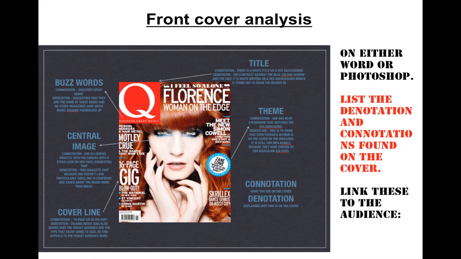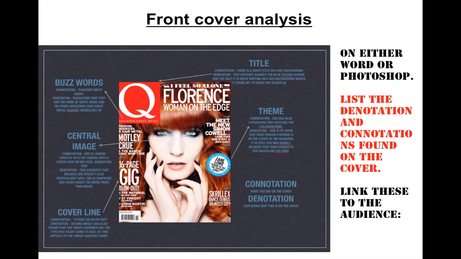It is this way because, look at Q magazine. The denotation is that there's a big Q, and there's a red title, and a white title on the background. It's there because it's big, so it draws in the audience. It's there to attract the reader's attention, to draw them into the magazine.